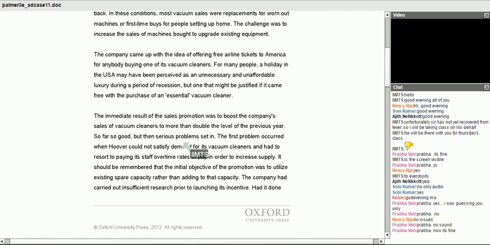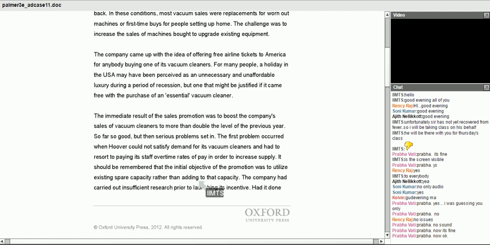The immediate result of the sales promotion was to boost the company's sales of vacuum cleaners to more than double the level of the previous year. So far, so good. But then serious problems set in. The first problem occurred when Hoover could not satisfy demand for its vacuum cleaners and had to resort to paying its staff overtime rates of pay in order to increase the supply. They launched this scheme in the market, and then they were not able to meet the supply. The demand was more, the supply was less. So increased salaries were paid to the staff for doing the overtime so that the supply could be met.